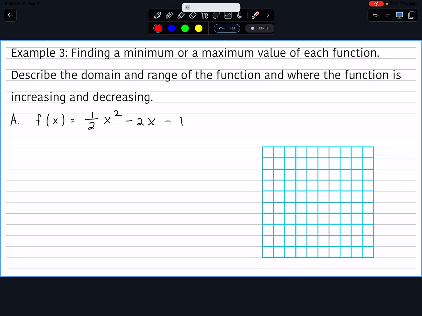We're going to look at this function, f of x, and we're going to do a few things with it. The first thing we're going to do is graph it just like we normally do. So, reminder, it's in standard form. We want to find the vertex. So let's do that.